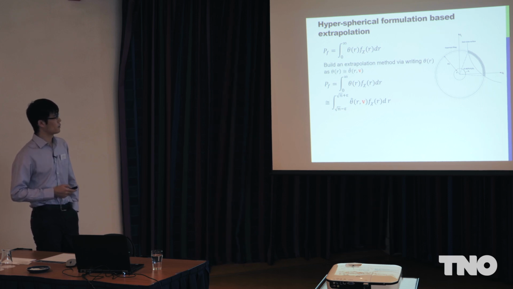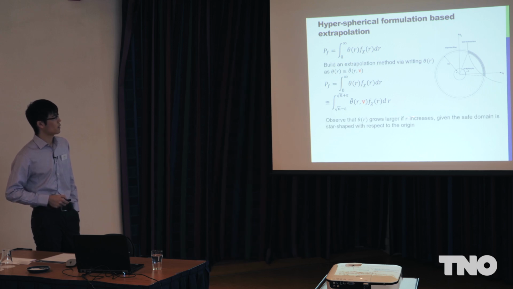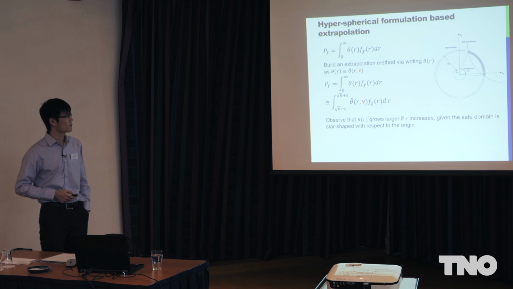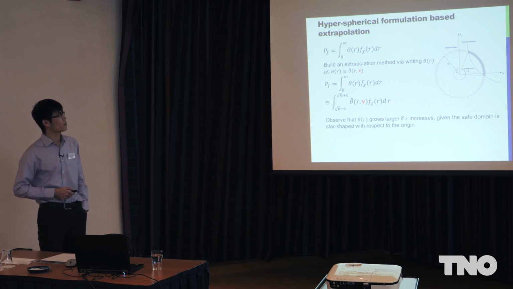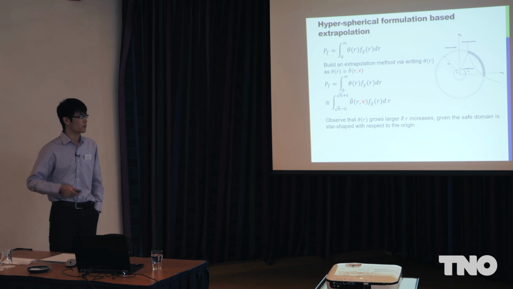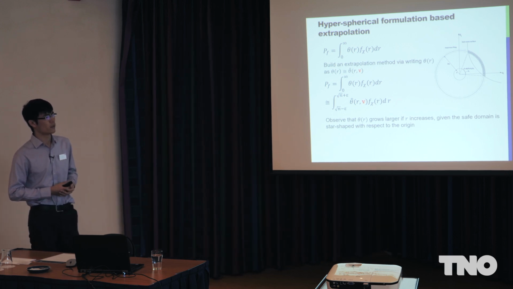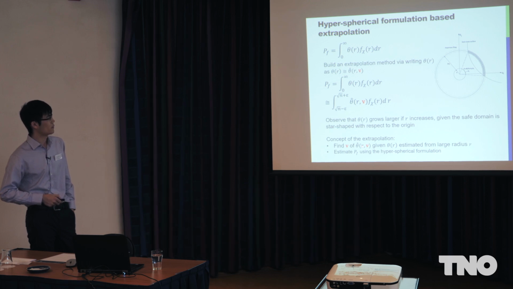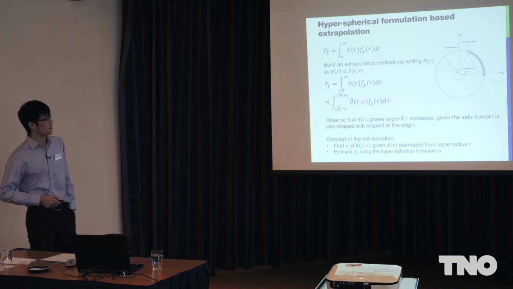So why can we build an extrapolation method? This is because the failure ratio grows larger if the radius increases, given the safe domain is star-shaped with respect to the origin. This is the standard assumption for structural reliability problems. And if you see this picture, consider you increase the sampling radius to infinity. Then you can imagine the failure ratio approaches 0.5. So if you increase the sampling radius, you have a very large failure ratio. And so the idea of the extrapolation is to find the parameters of this failure ratio given what is estimated from very large radius. And then you estimate the failure probability using this numerical integration here.